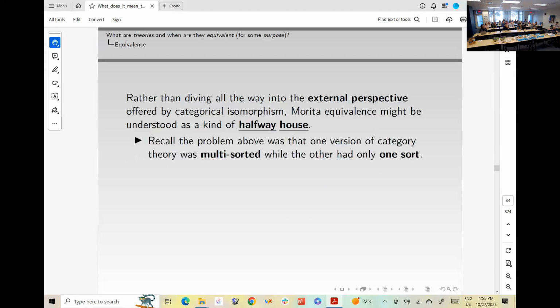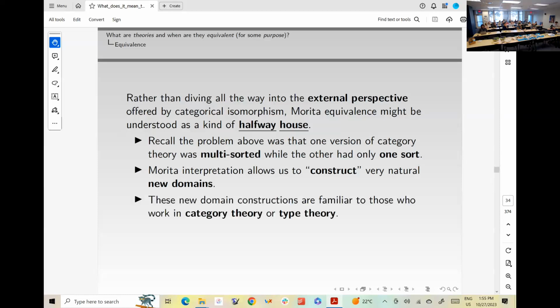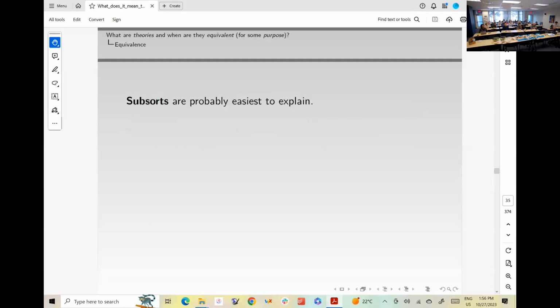So recall the problem was that one version of category theory was multi-sorted while the other only had one sort. Well, Morita interpretation allows us to construct very natural new domains. So in this talk, domains and sorts are going to be roughly synonymous for my purposes here. There are reasons why you should be careful about it, but it won't matter to you. So the new domain constructions are going to be familiar to anyone who works in type theory or category theory: we're going to add products, co-products, subsorts, and quotients. Okay, so I don't want to do all of them, but I want to talk about subsorts because they're probably the easiest to explain.